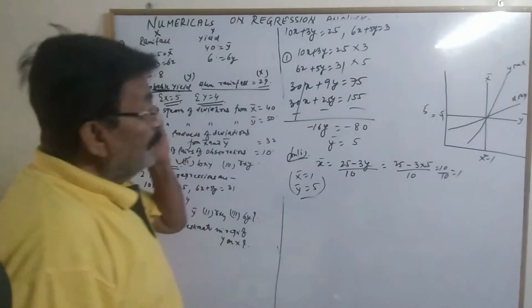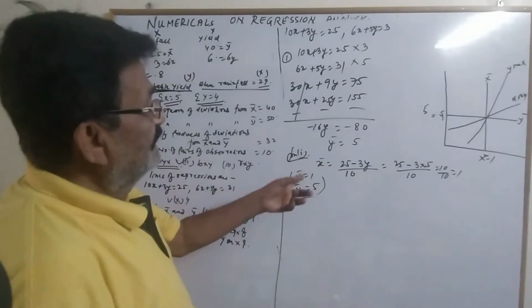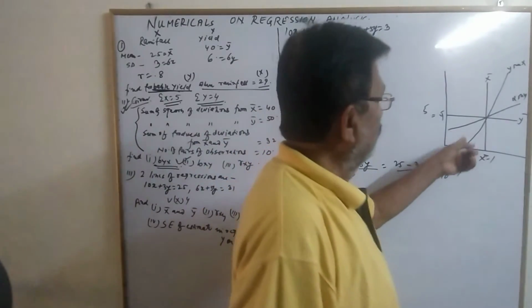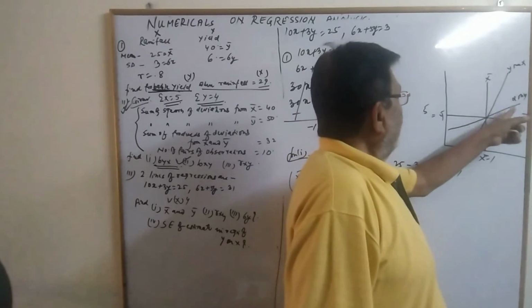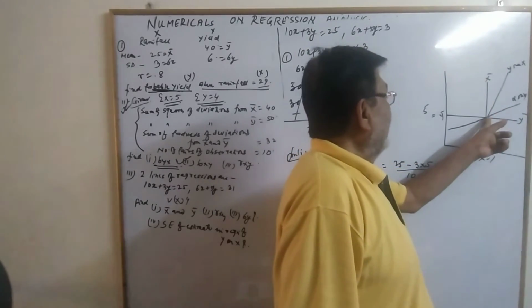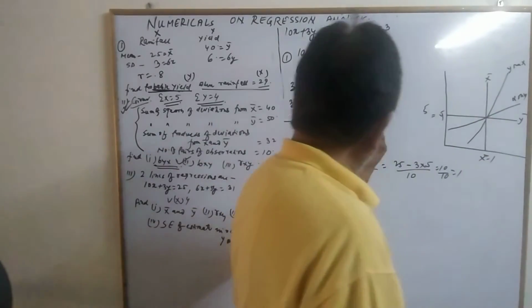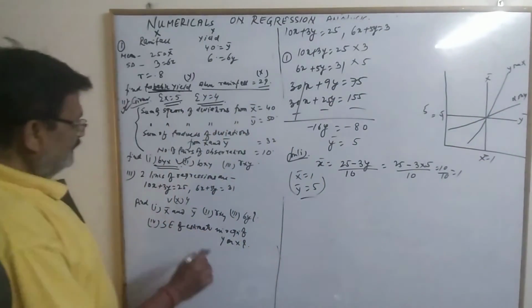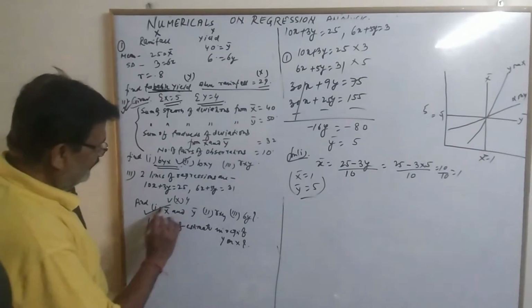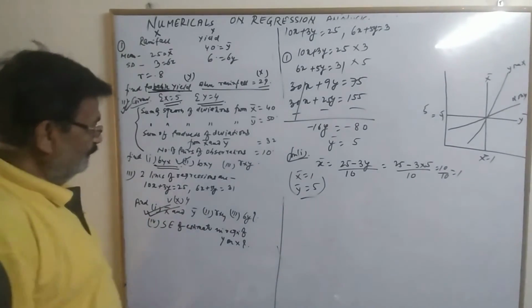This is how we calculate means if the two regression lines are given, and this theory has to be kept in mind that both regression equations intersect at the intersection of two means. And this very theory has been used here. So we have got the values of means of x and y, x bar and y bar.